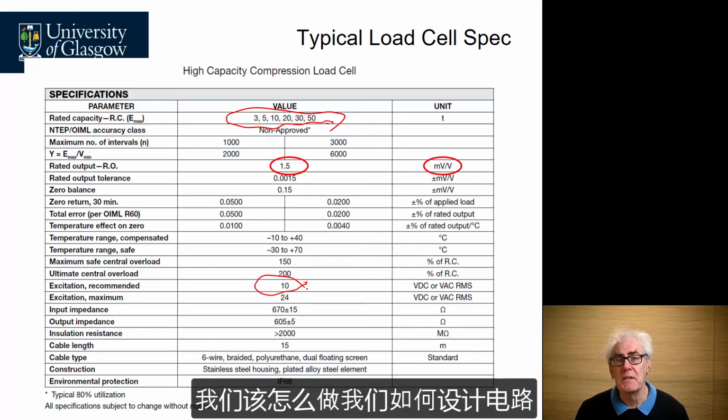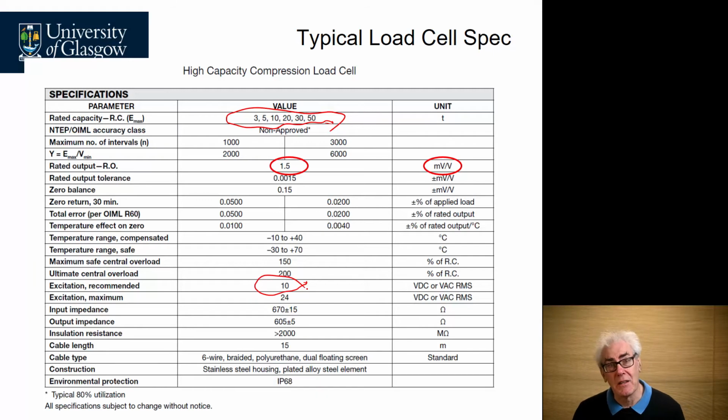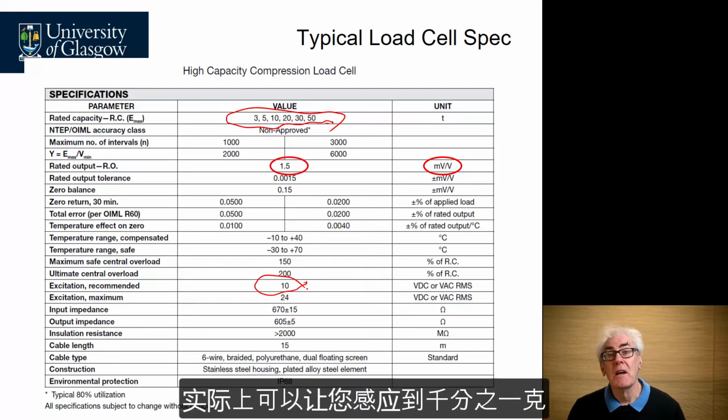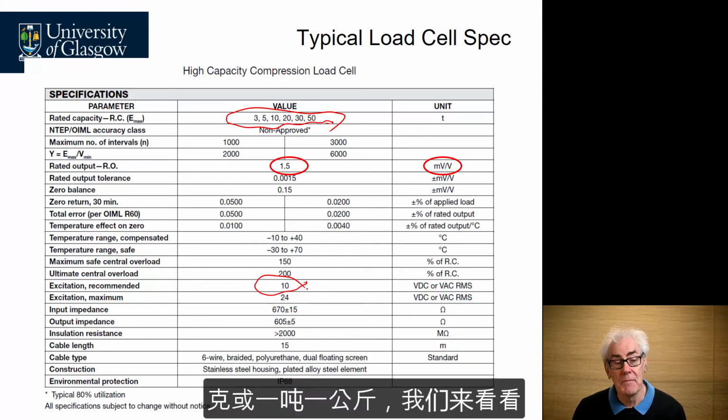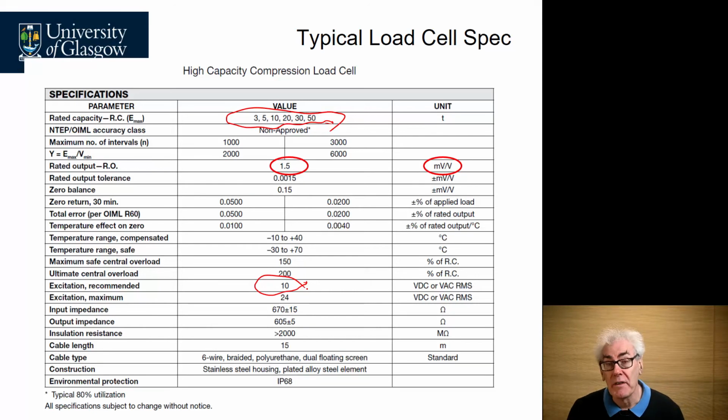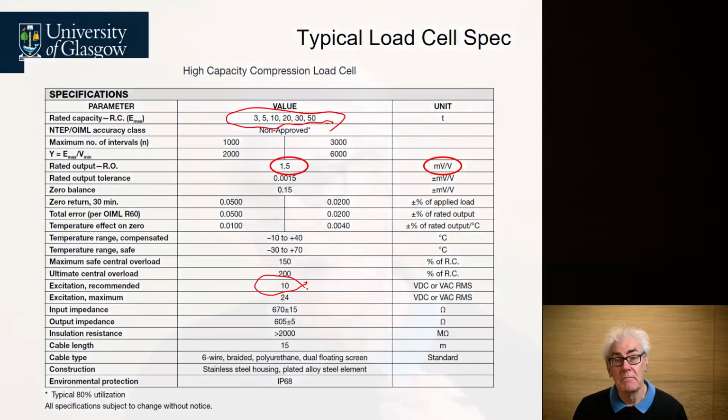How do we do this? How can we design a circuit that will allow you to sense approximately 1 gram in 1,000 grams or 1 kilogram in 1 ton? We'll look at that in our next lecture, and what will be our final lecture on instrumentation amplifiers. Thank you.